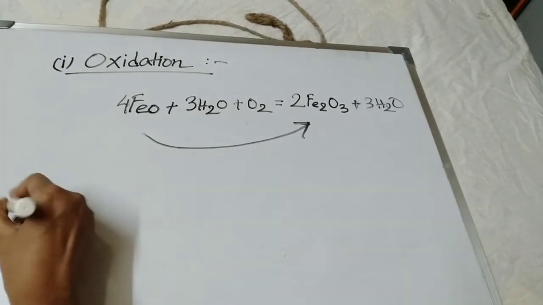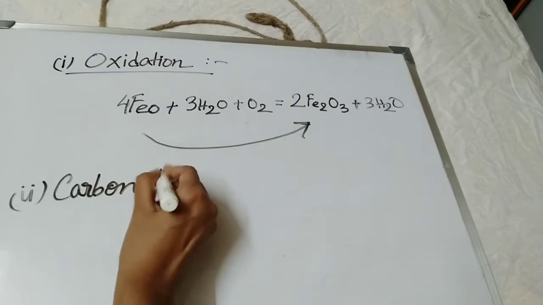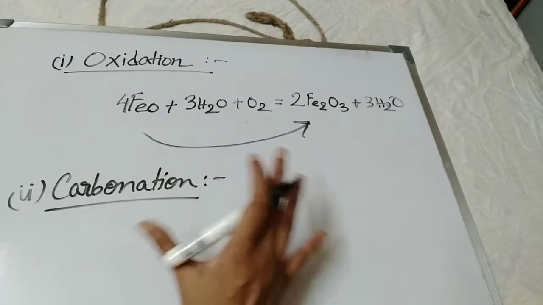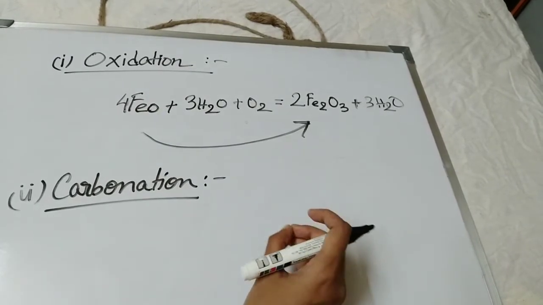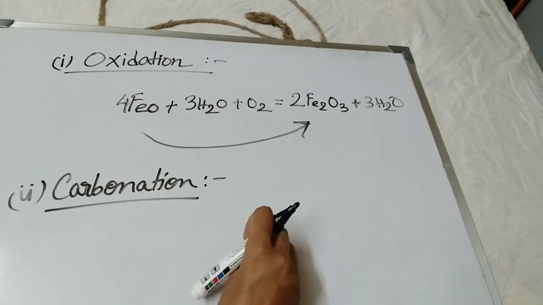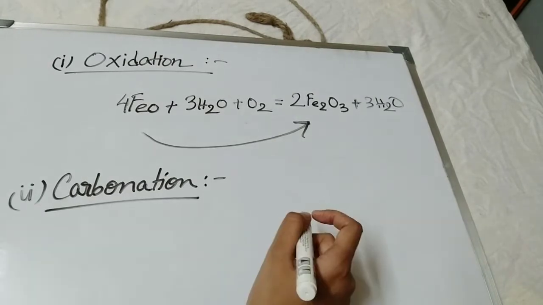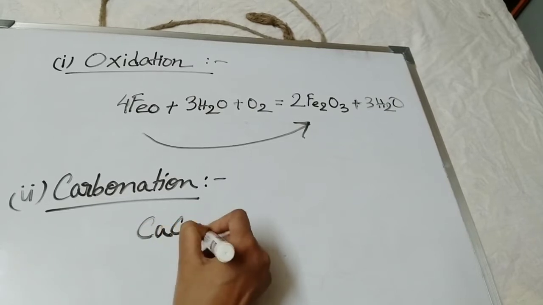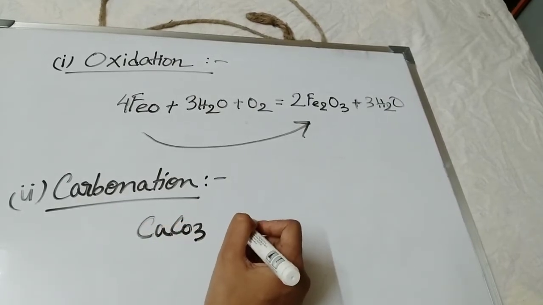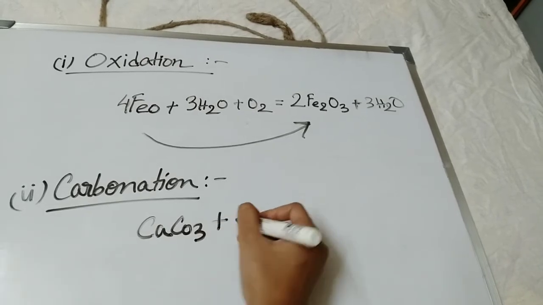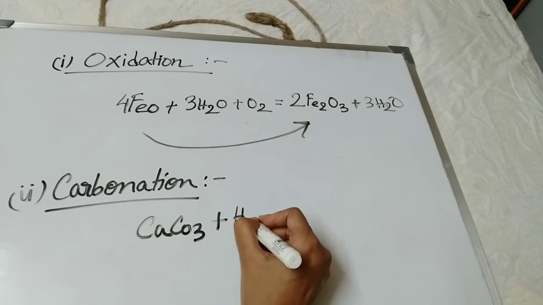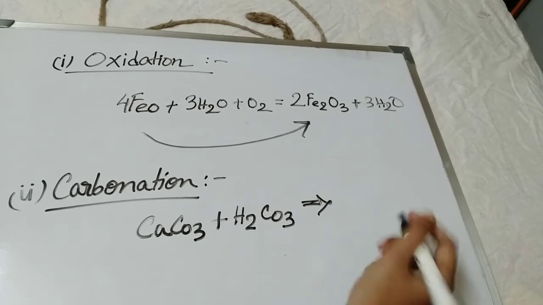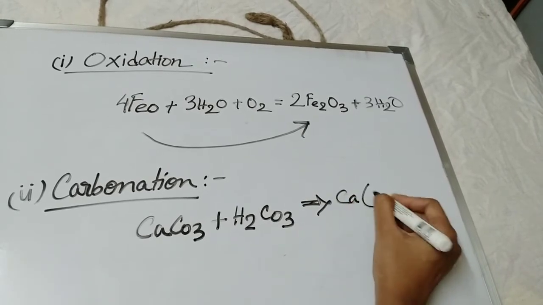Coming to the next point, that is carbonation. It is also like the same. In carbonation, carbon dioxide mainly reacts with the rock materials. In this particular case, the rainwater mixes with the atmospheric carbon dioxide and forms the weak carbonic acid. So the formula is CaCO3 with the carbonic acid formed due to the rainfall. It is added with the carbonic acid, that is H2CO3, and turns into calcium bicarbonate because of the carbonation.